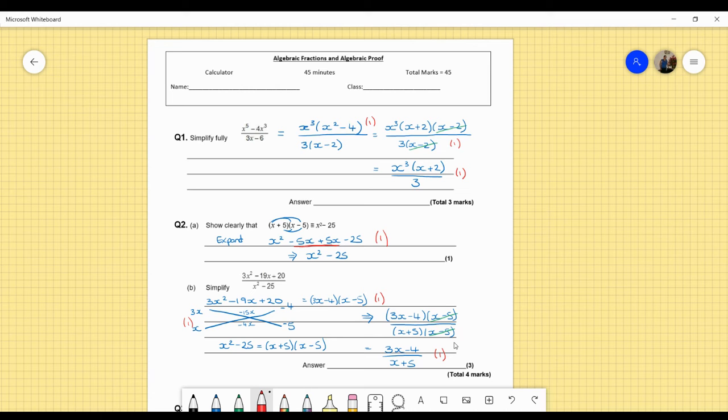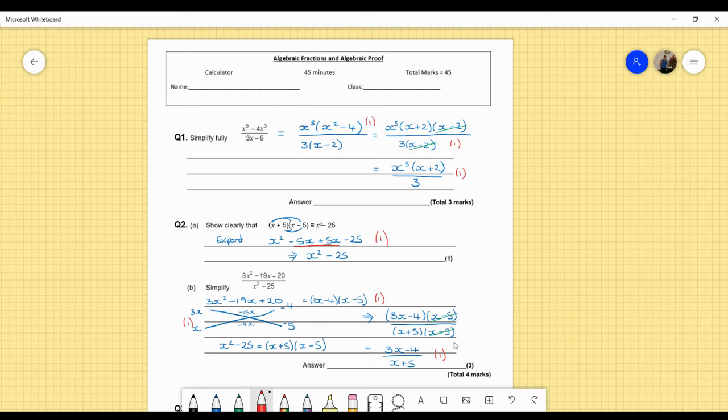So if we start with question 1. Whenever we want to simplify an algebraic fraction, we need to make sure that it's in its factorized form and as simple as possible. So if we have a look at the numerator, our starting point there is to recognize that x cubed goes into both terms. So we can factorize x cubed on the outside and then have x squared minus 4 on the inside. And then the denominator will also factorize with 3 on the outside of the bracket and x minus 2 on the inside.